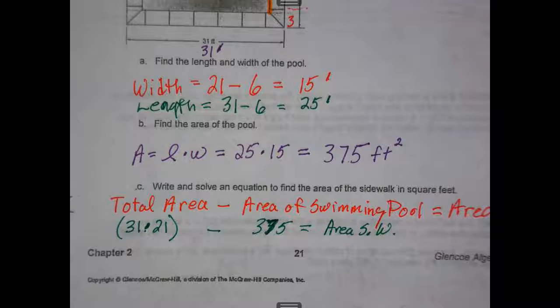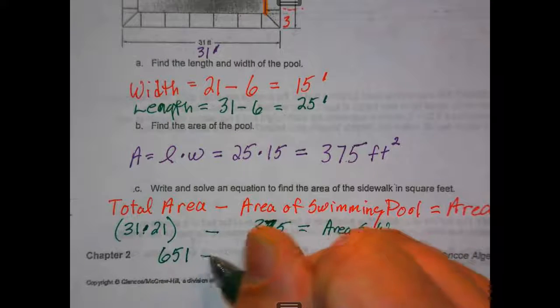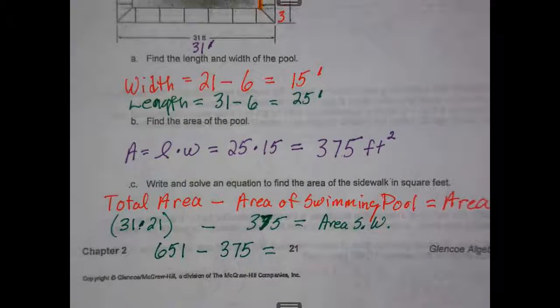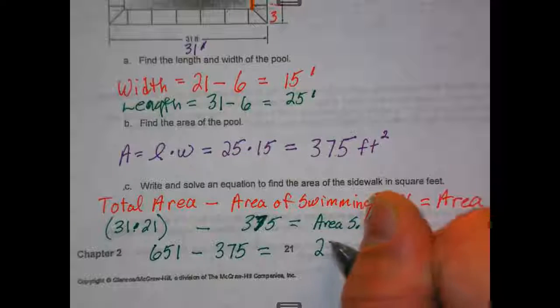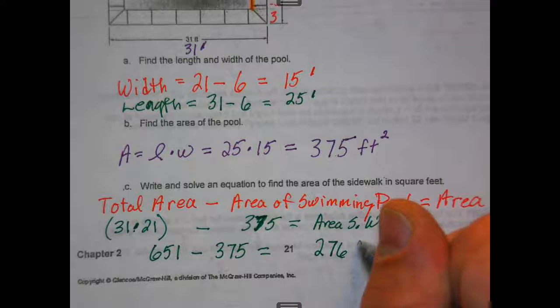So, 31 times 21 is 651, minus 375. That's going to give us the area of the sidewalk, which is 276 square feet.